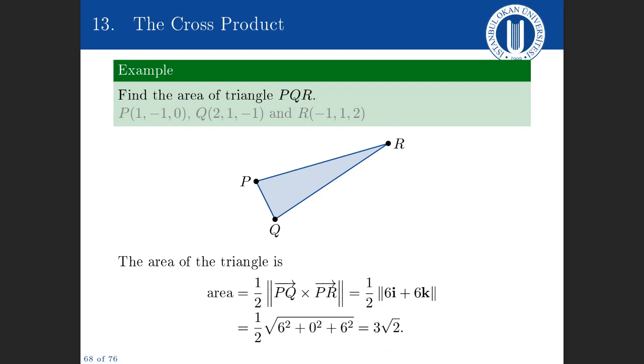And this is the way that you should be leaving your answer if you're given an exam question like this. I don't want you to calculate the exact decimal number. I just want you to give it in this form, something like 3 root 2.